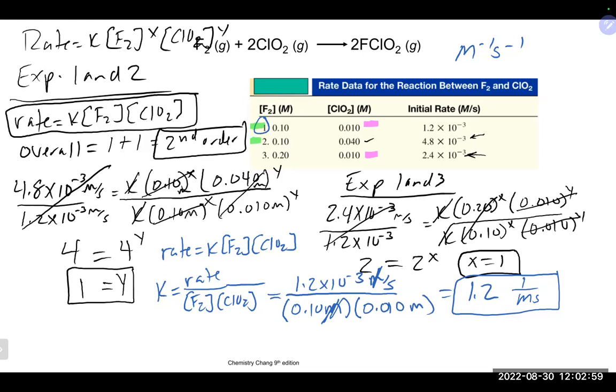Any questions on any of the parts of that calculation? So this is what we mean by finding the orders experimentally. And again, you will be provided a table like this in a lot of problems. It may not always be 3 entries; it could be 4, could be 5, could be a bunch of entries. But again, the goal when you're looking at that table is to find 2 entries where you keep one of the reactants constant and vary the other. In a rare case where maybe you have 3 reactants, you would want to find 2 entries where 2 of the reactants remain constant and 1 varies.